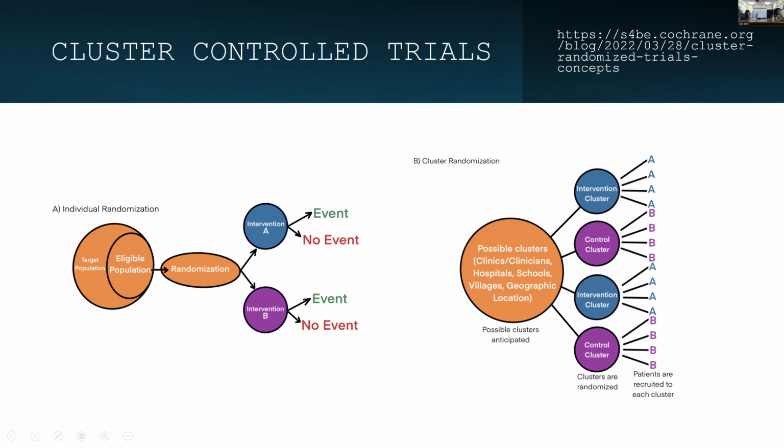So, for example, it can be all the patients coming to one hospital, for example, CMC hospital, or all the patients going to the government medical college. So, these are two different clusters, or it can be schools. And instead of individually randomizing the patients, you're actually randomizing the whole cluster. For example, CMC gets one treatment, all the patients going to GVMC get another treatment. So, this is called cluster randomization.